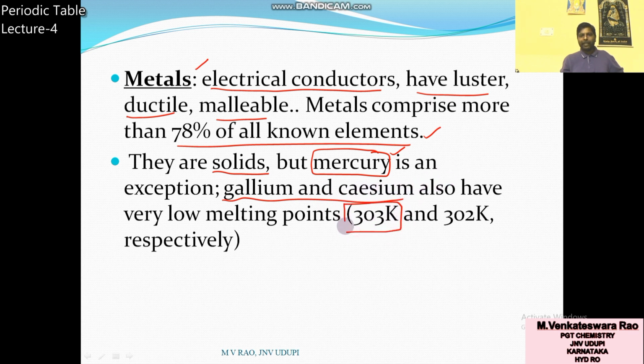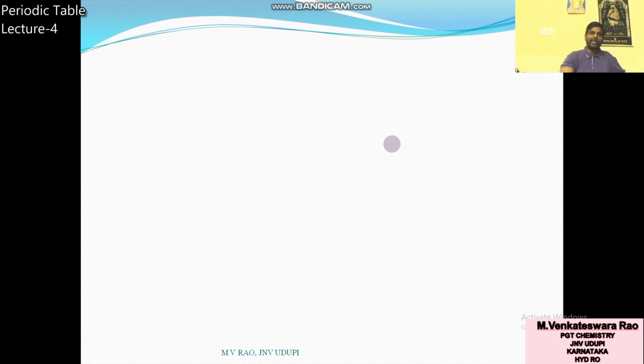At above 303 Kelvin, gallium is a liquid. Gallium is called summer liquid. Cesium is also liquid at above 302 Kelvin. At room temperature, the only metal mercury is liquid.